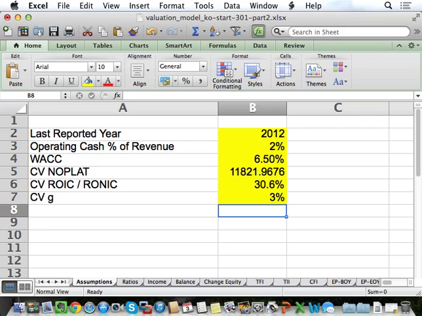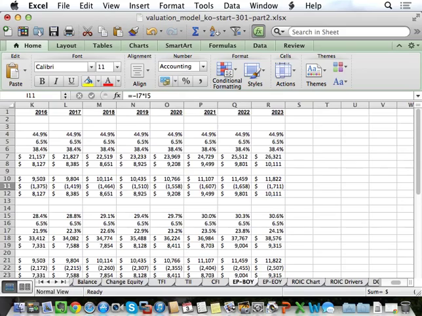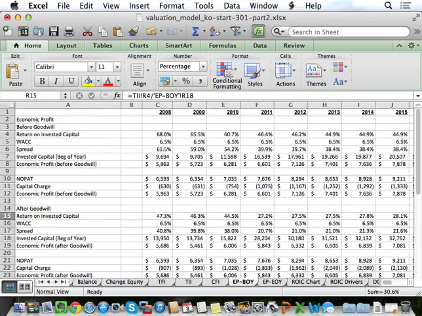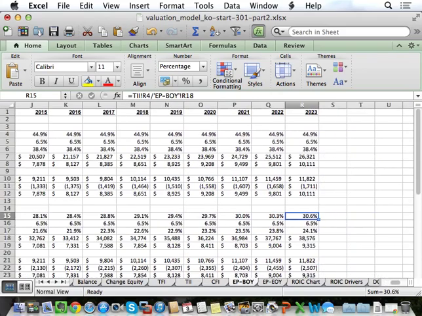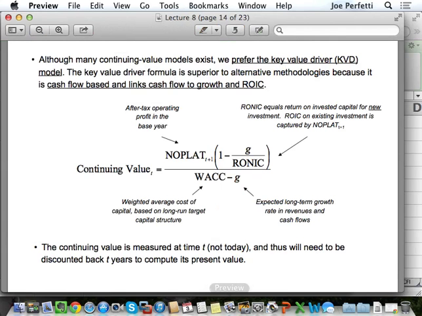Yes? Real quick, can you show where you got the ROIC from again? So the 30.6% is coming from the EPBOY tab, R15, which is the ROIC forecast for 2023. We're saying that right now is representative of the long-term continuing value ROIC, also known as the RONIC. All right, so those are my 4 assumptions, and these are the assumptions for this equation.